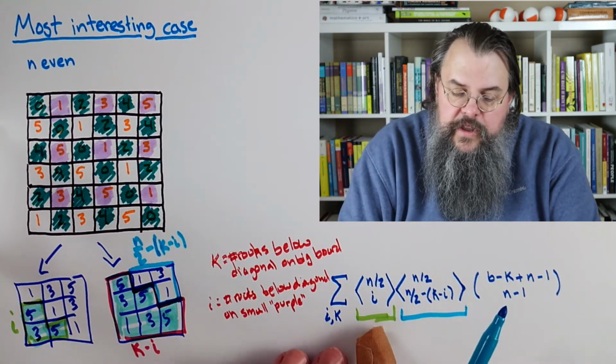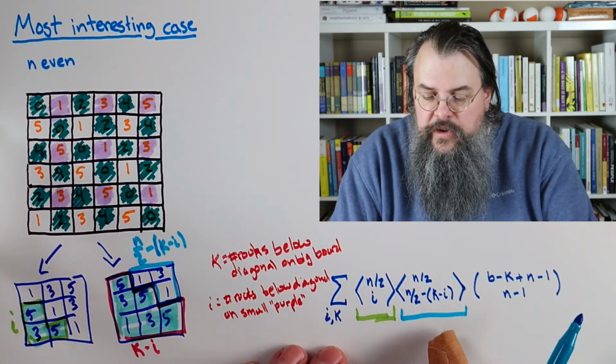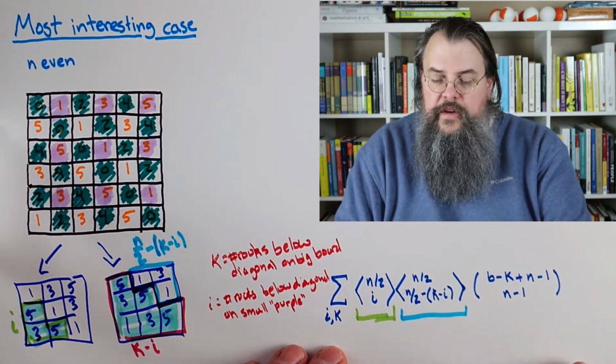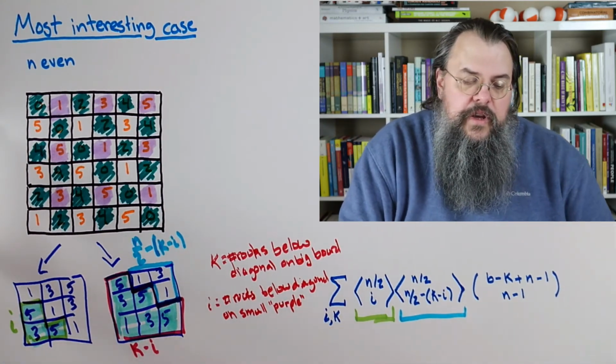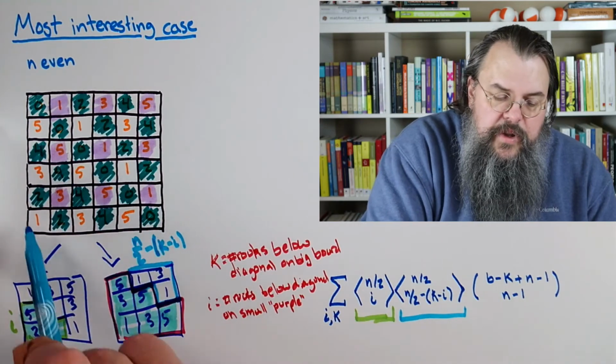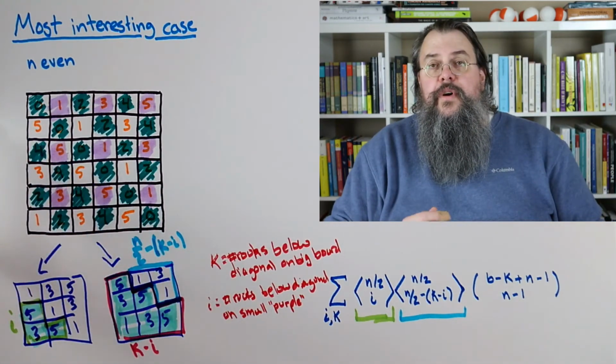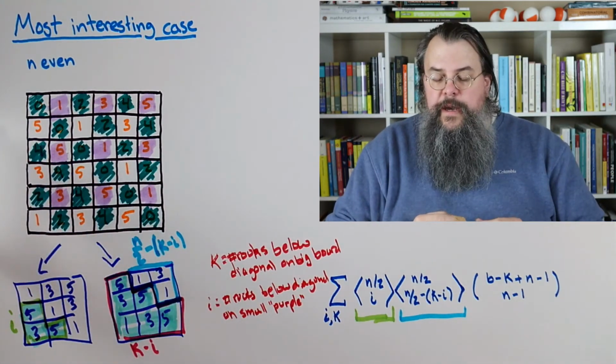So place rooks on the purple board, place rooks on the white board. And now we've put our rooks. We'll have a total of k rooks, which will correspond to k rooks below the diagonal on the big board. And again, as i varies, we capture everything.